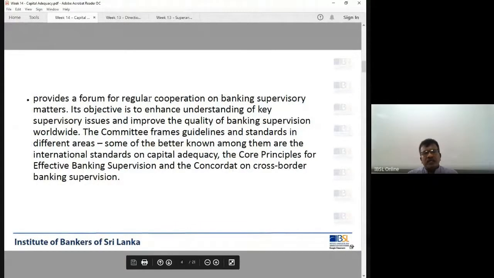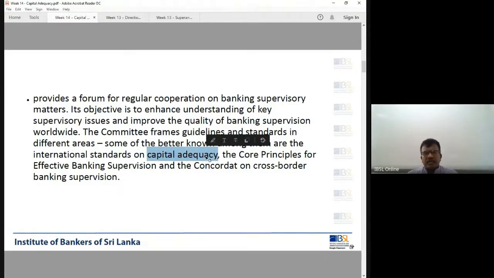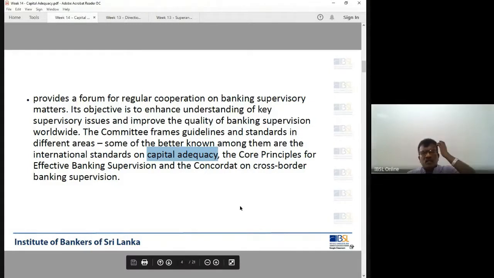It provides a forum for regular cooperation on banking supervisory matters. Its objective is to enhance understanding of key supervisory issues and improve the quality of banking supervision worldwide. The committee frames guidelines and standards in different areas. Some of the better known among them are the International Standard on Capital Adequacy. That's what we are discussing today. You must keep enough capital against the risk-weighted assets or the loans you have given. Also the Core Principles for Effective Banking Supervision and the Concordat on cross-border banking supervision. So the Basel Committee is looking at cross-border bank supervision.